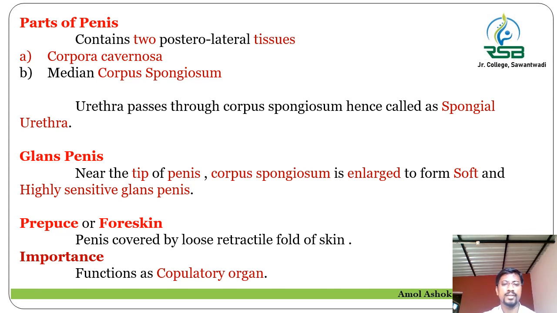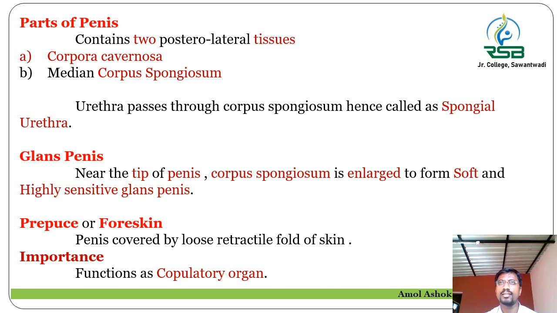Around the penis there is a fold of skin which is called the prepuce or foreskin, and the importance of the penis is that it serves as a copulatory organ which plays a significant role at the time of sexual intercourse. So in today's lecture we discussed the male reproductive tract only, with its various parts like scrotum, testis, vasa efferentia, epididymis and its parts, vasa deferentia, then ejaculatory duct, urethra and its parts, and the penis.